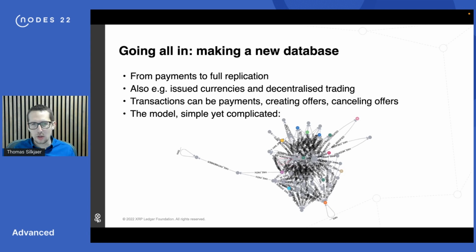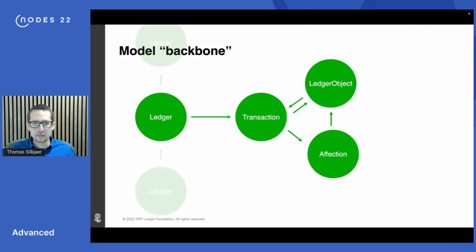The final model looks complicated from the classic Neo4j schema visualization, but it's actually quite simple. The backbone of the new model is very simple. We have ledgers, transactions, affections, and ledger objects. The XRP Ledger closes a new ledger every 3 to 4 seconds. A ledger contains any number of transactions, and a transaction is sent by a ledger object. A ledger object can be received by an object and can also affect an object.